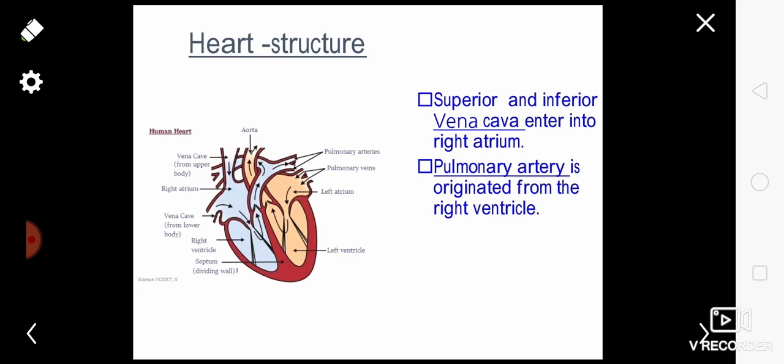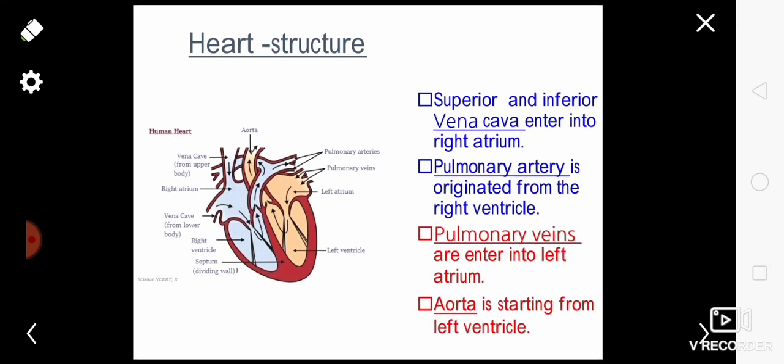The pulmonary artery originates from the right ventricle. From the right ventricle you can see one blood vessel originating, known as the pulmonary artery. So the main blood vessels on the right side are the superior and inferior vena cava and the pulmonary artery. Then on the left side, pulmonary veins enter into the left atrium. I told you the atrium always receives blood. So the left atrium receives blood from the pulmonary vein, and the aorta starts from the left ventricle. The aorta is the largest blood vessel in our body. These are the blood vessels related to the structure.